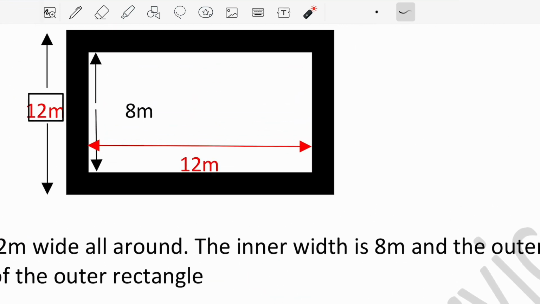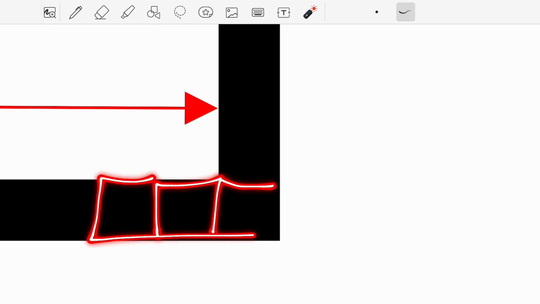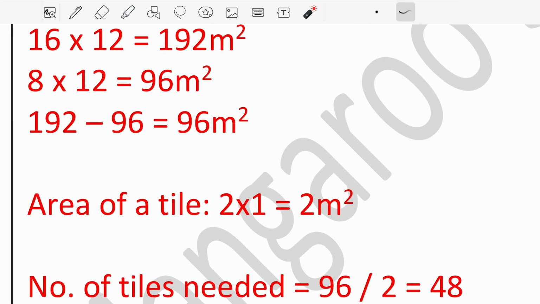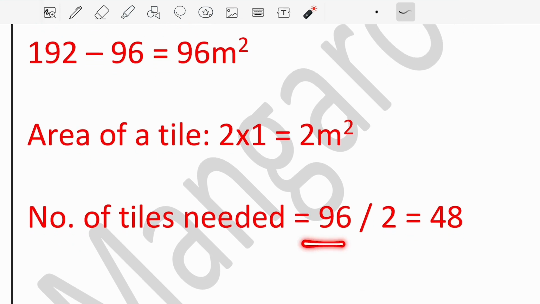So we need to determine how many tiles can fit in this space going around, right? So we need to determine the area of one tile. Length times width, 2 times 1 is 2, so that's easy, 2 meters squared. So if the total area is 96 meters squared, we divide by the area of one tile and we get 48 tiles.